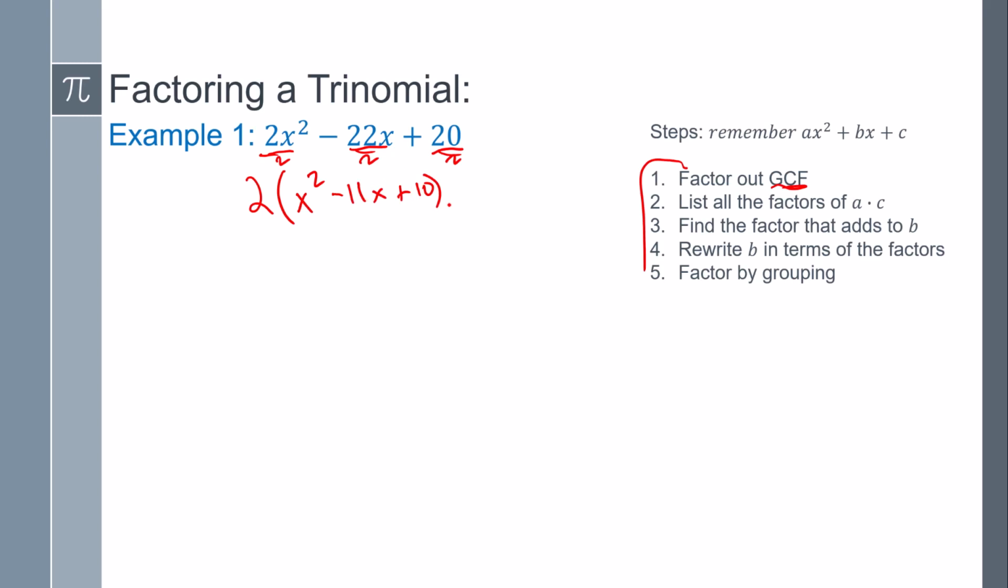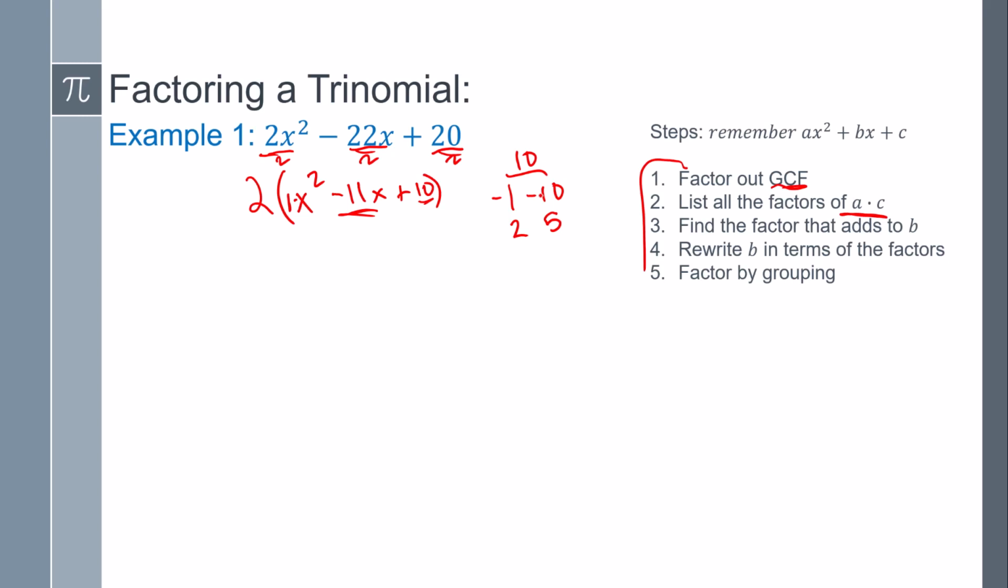Once we do that, it's still a trinomial. What we're going to do is multiply a times c together and list all the factors. There's a 1 in front, so a is 1, c is 10, so 1 times 10 gives you 10. Now we're going to list all the factors: 1 times 10, 2 times 5. Now there's a combination here that adds to this middle coefficient, negative 11, but multiplies to that 10. In this case, negative 10 and negative 1.